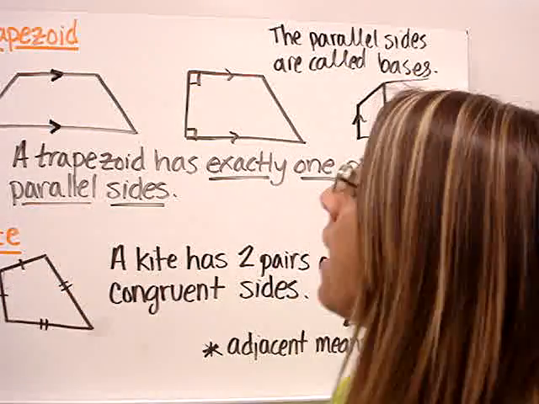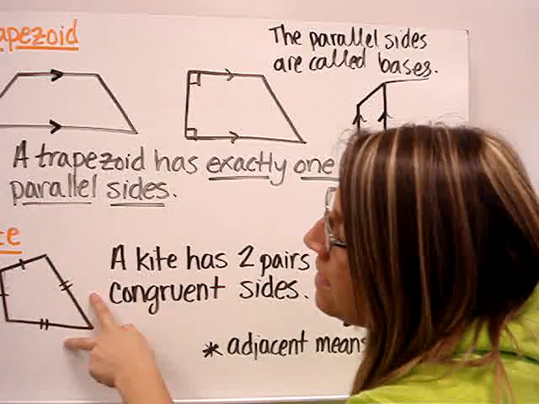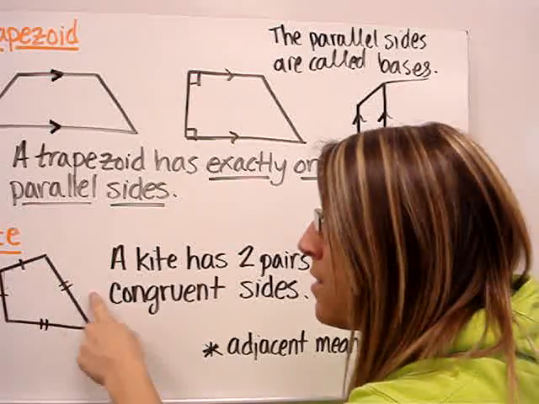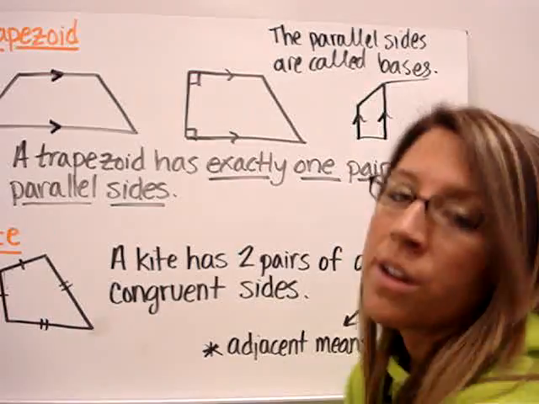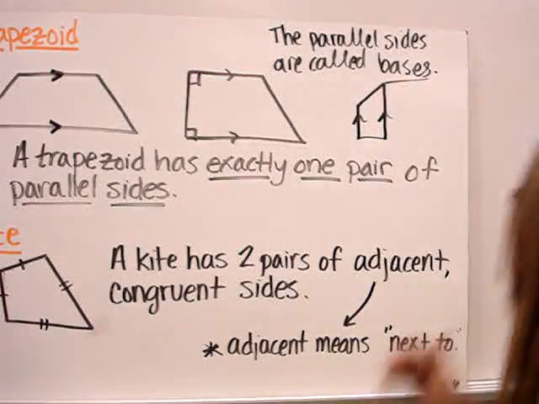This side is touching this side. Because they're congruent, and then these two sides are congruent, and they're touching each other. They're right next to each other. That's what makes this a kite. Okay, pretty simple.